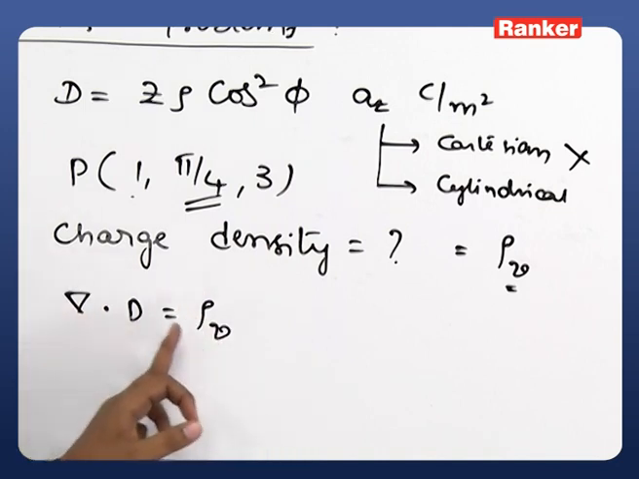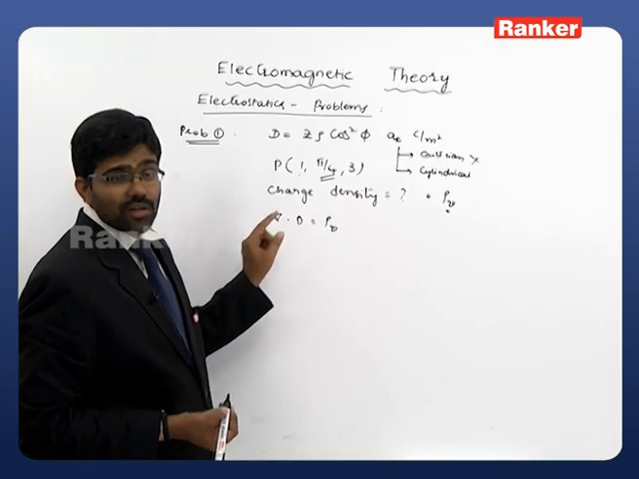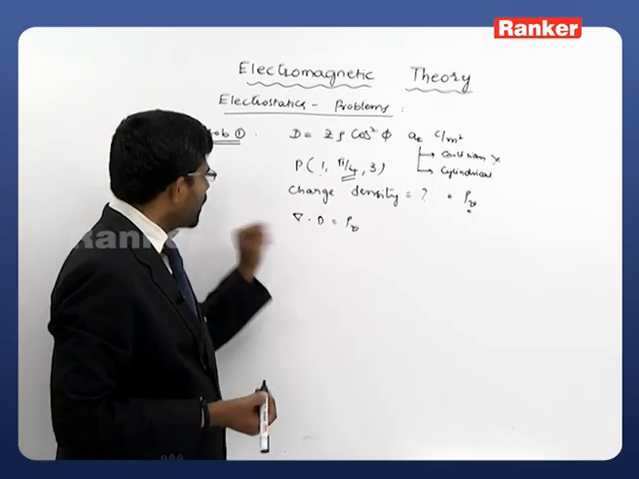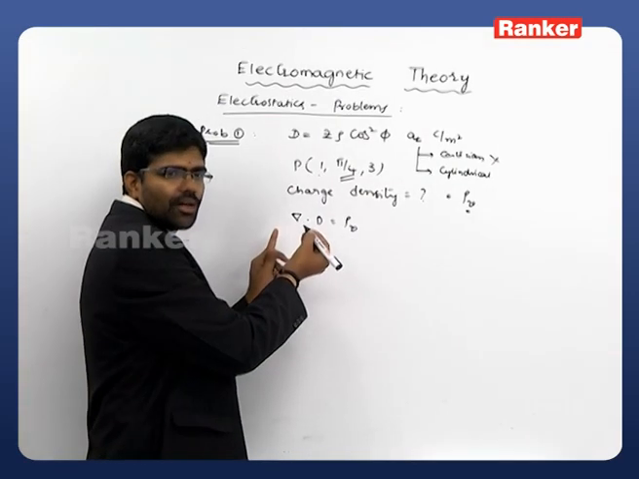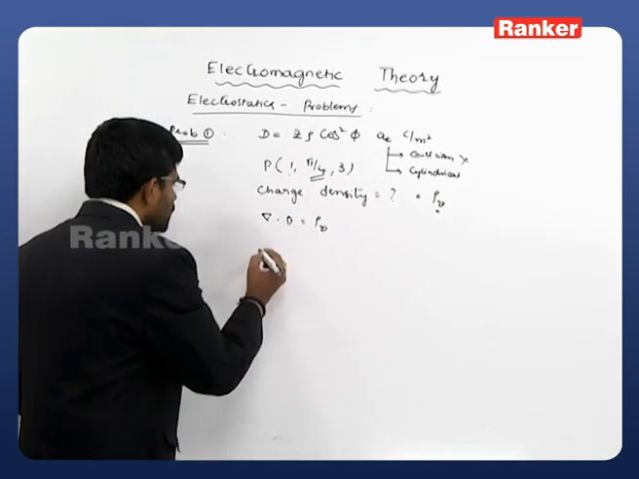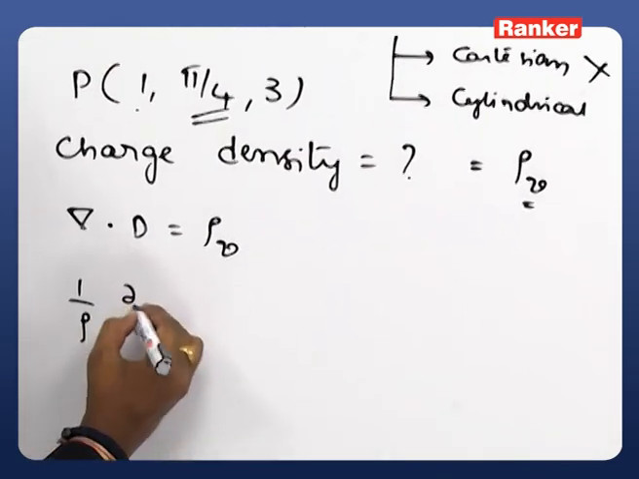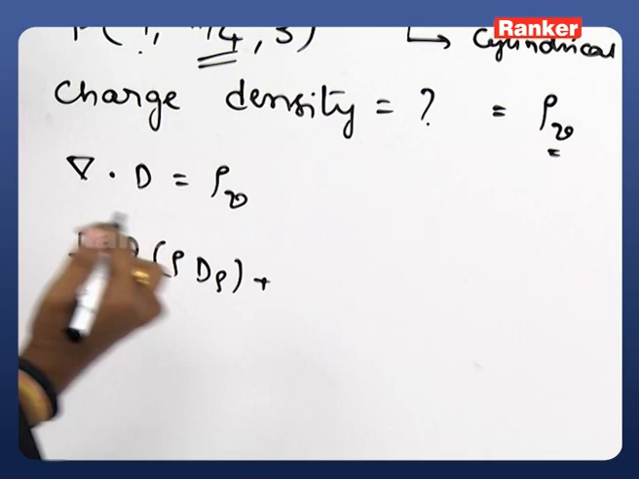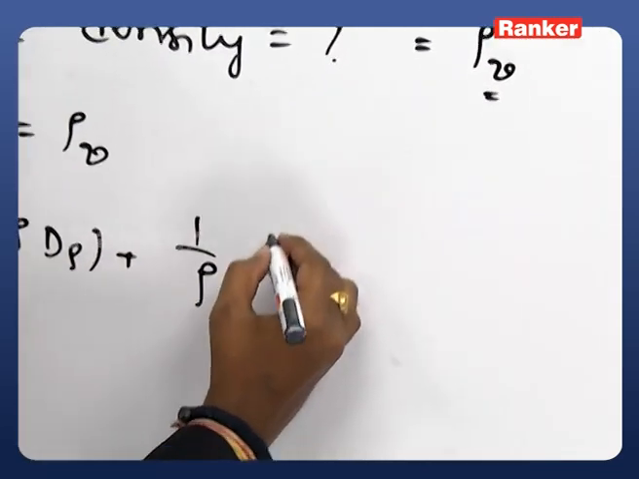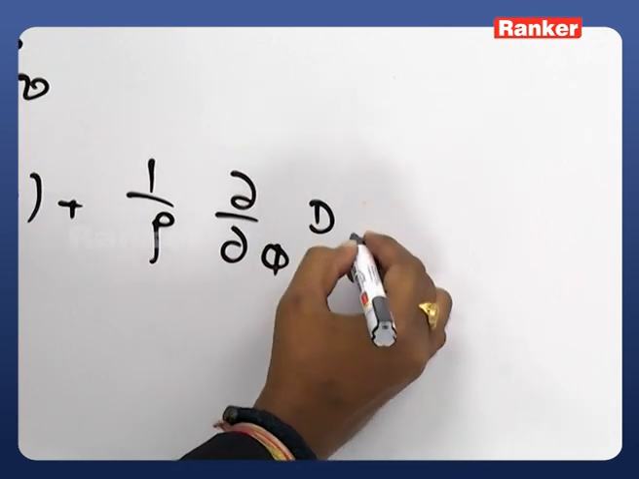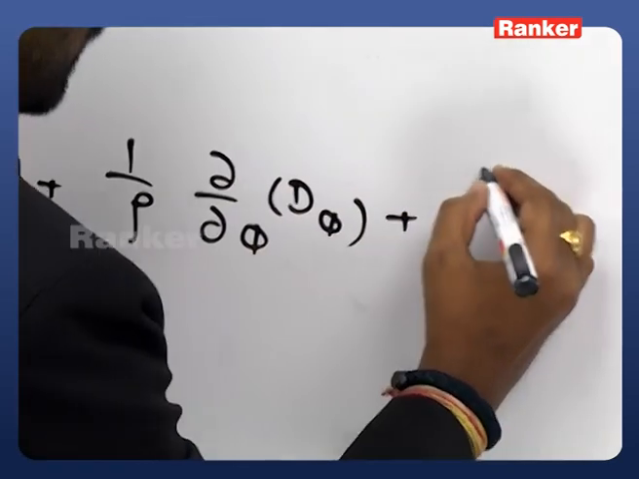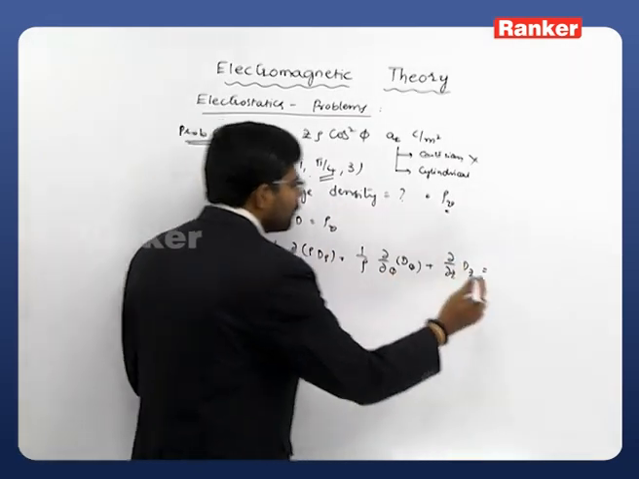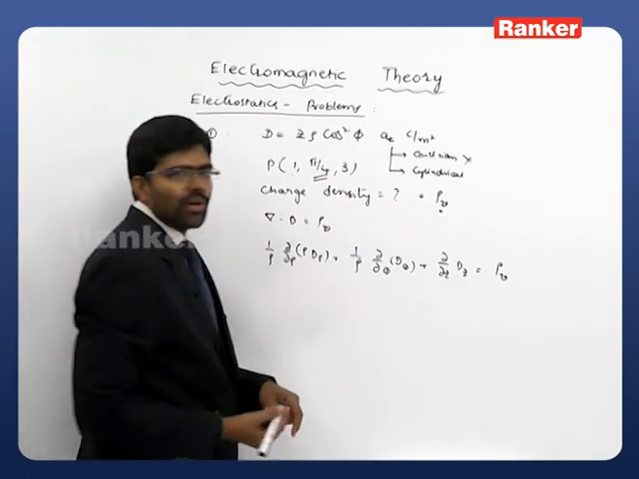The divergence of D will be considered for calculation of rho_v. Now this del operator will be considered in the cylindrical coordinate system only. So directly I will write down the divergence operation here: 1 by rho, dou by dou rho of (rho d_rho), plus 1 by rho, dou by dou phi of d_phi, plus dou by dou z of d_z, which is nothing but the divergence of D, equals rho_v.